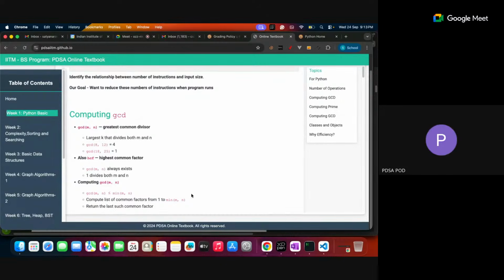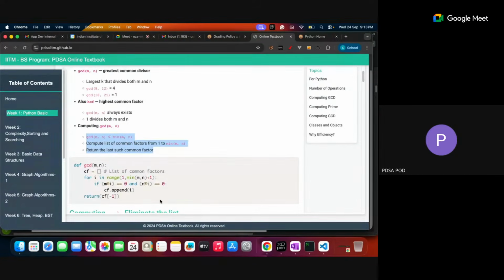See, look at here. Whatever they discussed in these three pointers, these things are implemented. There is a CF taken, an empty list, and then here they are repeating a loop from 1 to minimum of m and n plus 1. If the minimum is 3, 3 plus 1 means 3 only, because it doesn't go to the fourth one. Wherever it is able to divide, we put it in a list, and we return the last element of the list.